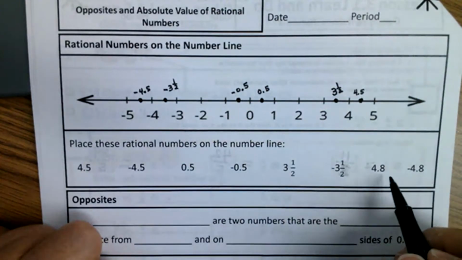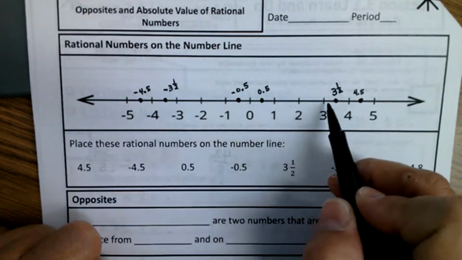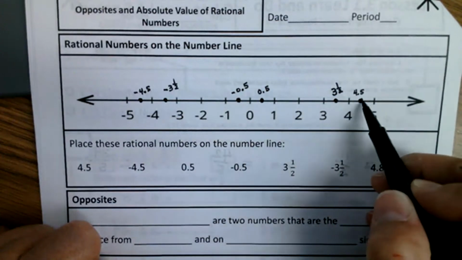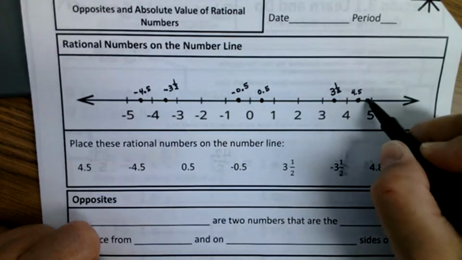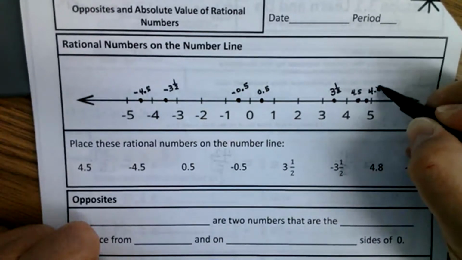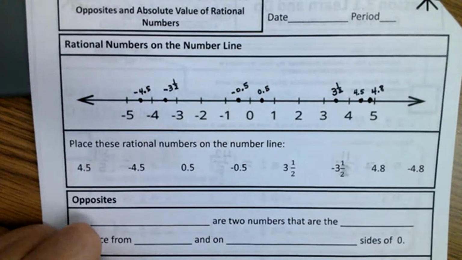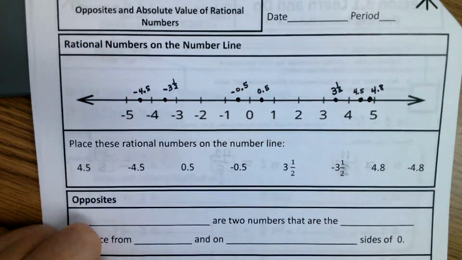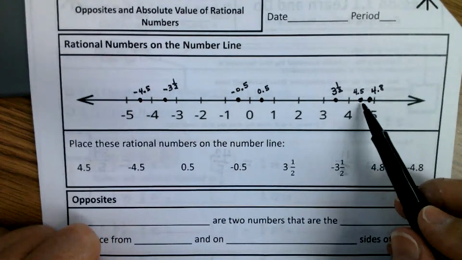Now I'm going to do 4.8. That's positive. From 0, I'm going to go 1, 2, 3, 4. 4.8 is closer to 5 than 4.5, so it's going to be somewhere right here because 8 is bigger than 5. So it's even closer to the 5. That is 4.8, this dot here. Not all the way to the 5, but closer to the 5 than the 4.5 is.